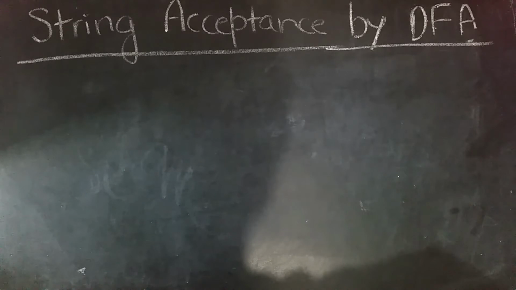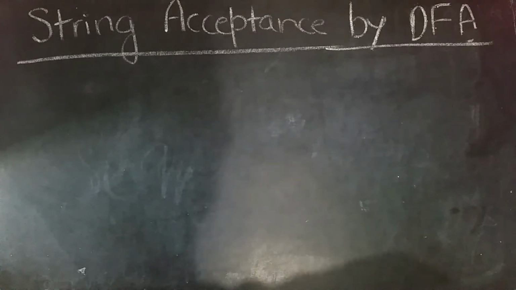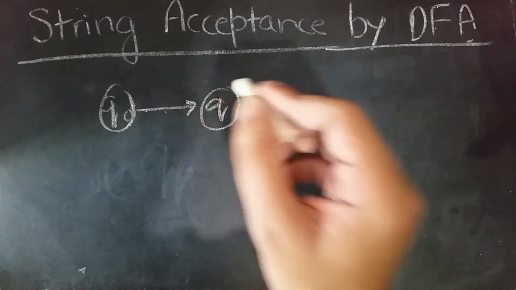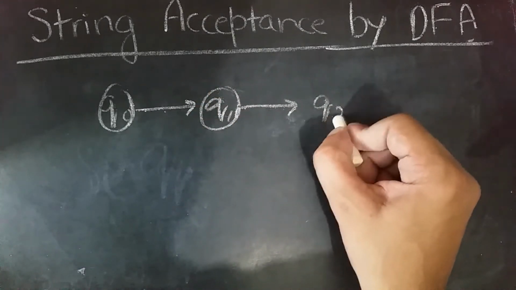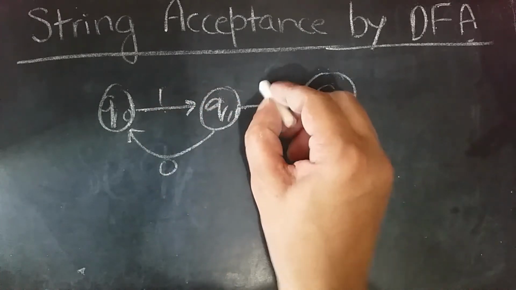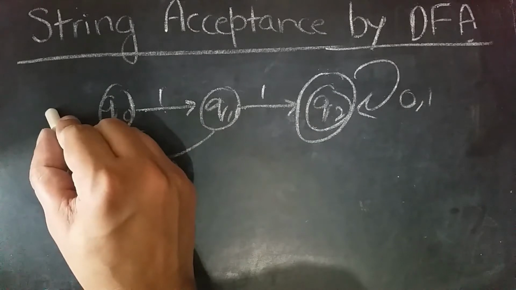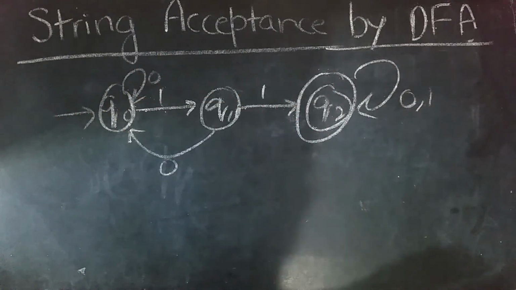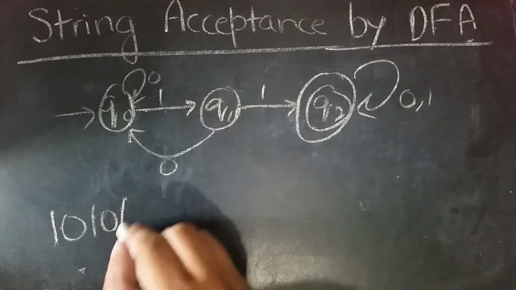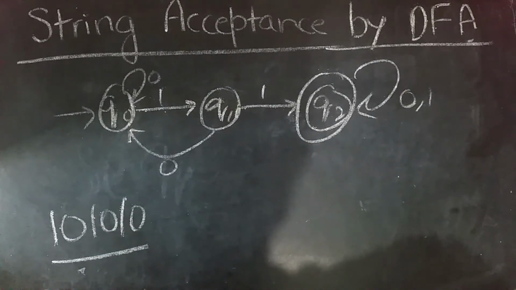Now a string is considered to be accepted by a DFA when on the initial state we set the input as the string to be processed, and if we reach the final state, then the string is accepted. Let's see this by an example. We have a transition diagram. Let's say this is the transition diagram of the DFA, and we have to see whether this string is accepted by the deterministic finite automata or not.